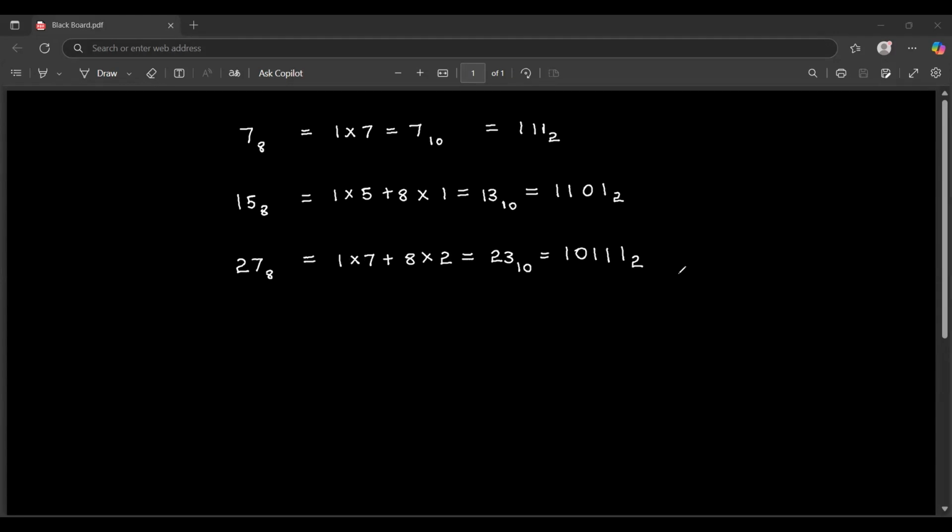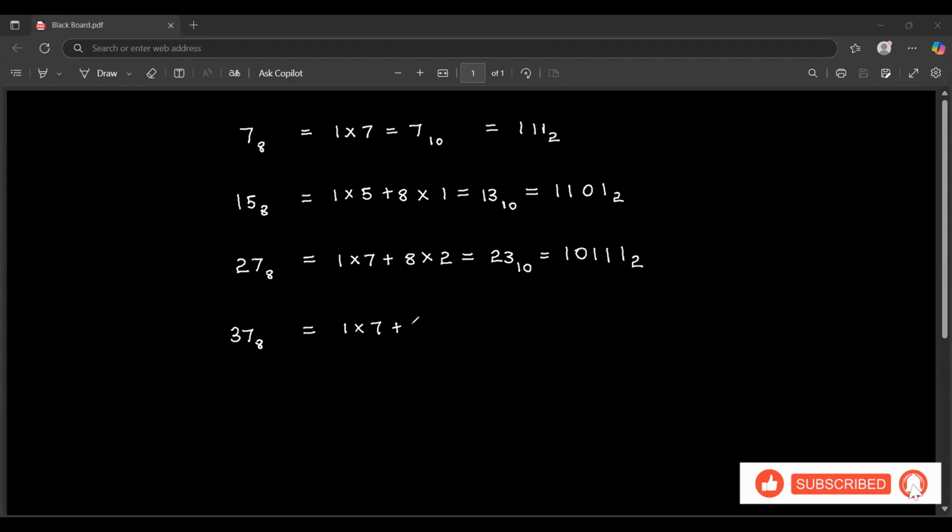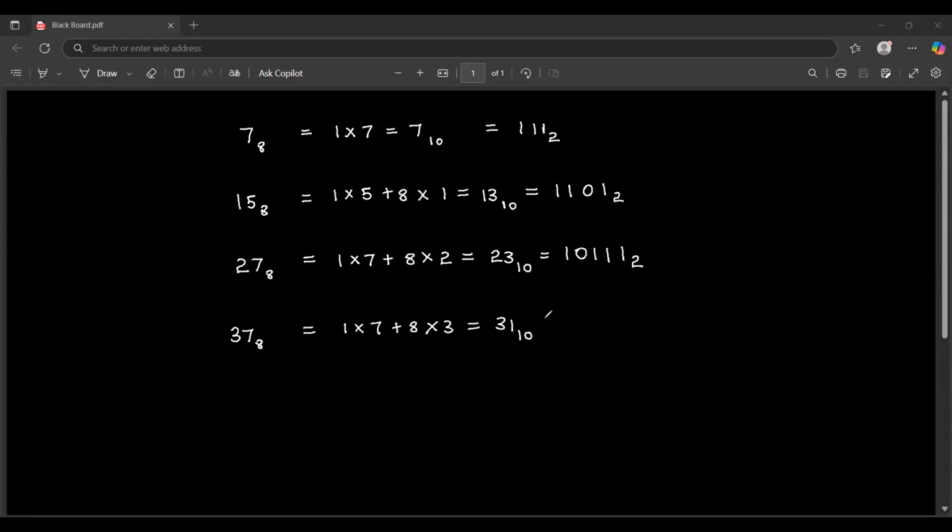Okay, so let's say we have another question. Let's say we have 37 to the base 8. Well, 37 to the base 8 will be equal to 1 into 7 plus 8 into 3. That's it. So it will be equal to 24 plus 7, 31 to the base 10. So that will be equal to 16, 24, 28, 30, 31 to the base 2. So it will be 11111 to the base 2.